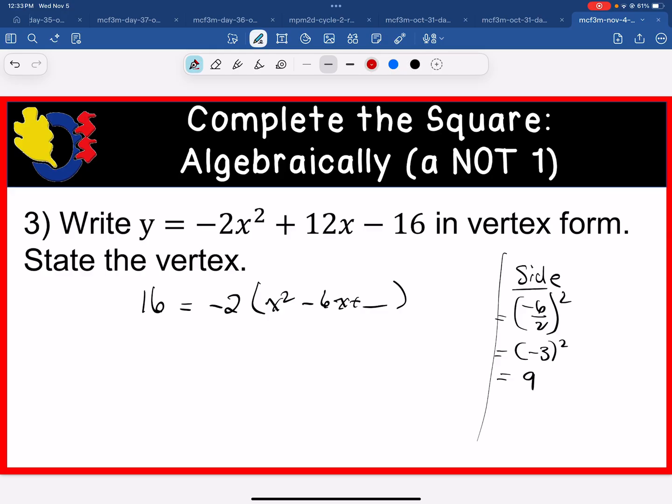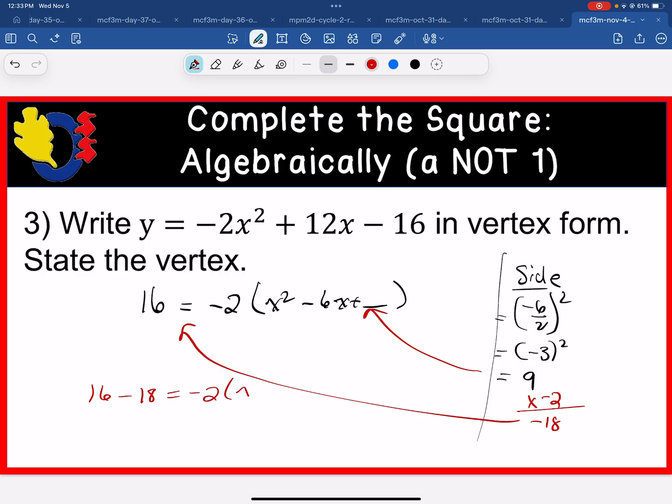And then remember that 9 is going to go here, and then I have to multiply that by the -2, and that -18 is going to go on the left with the 16. Okay, so 16 minus 18 equals -2 times x squared minus 6x plus 9. I'm going to factor here. 1, 1, negative 3, negative 3. Okay, so negative 2 is equal to negative 2 times x minus 3 squared.